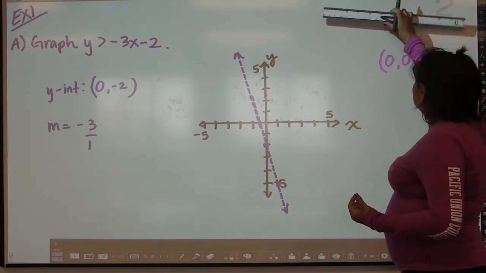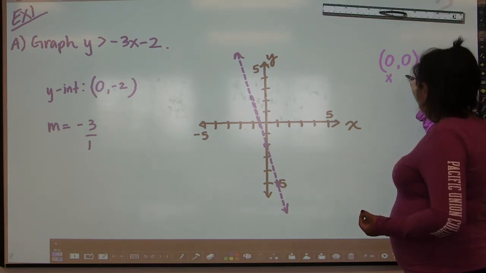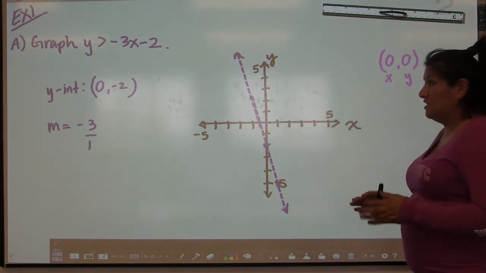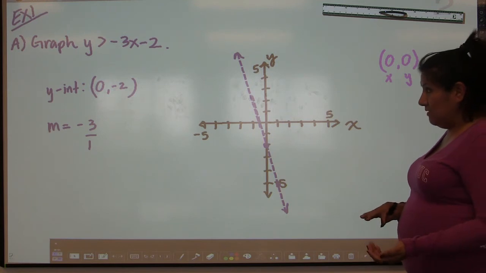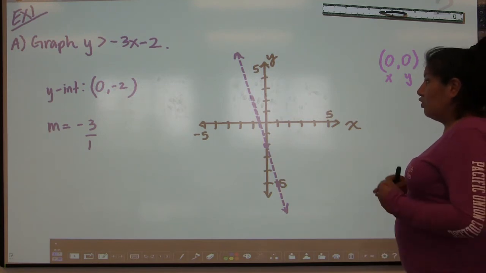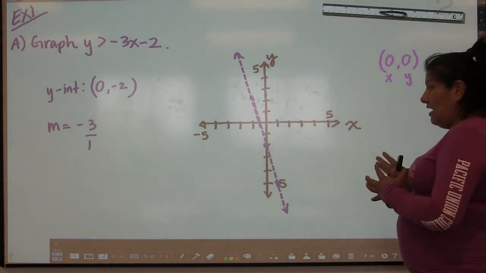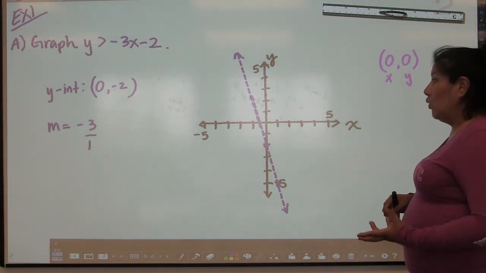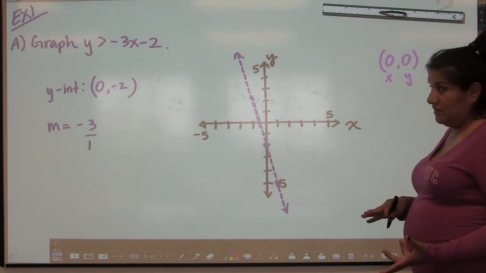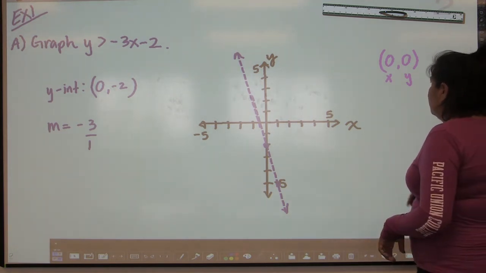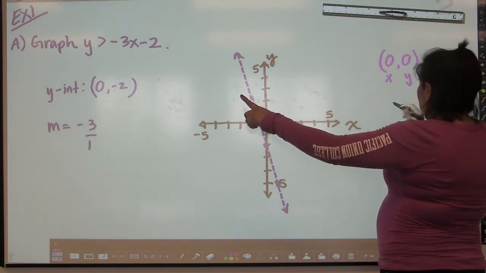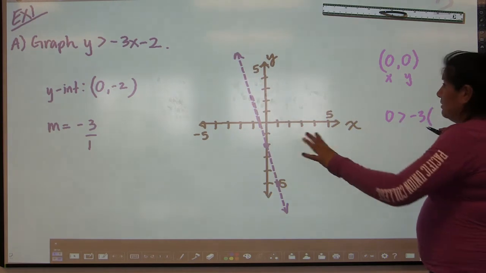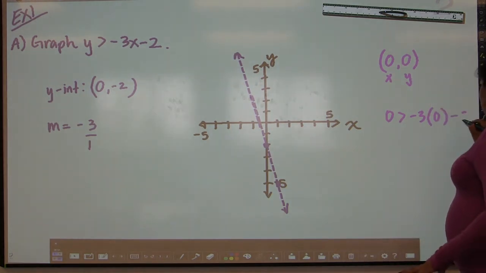We basically want to plug in x and y equal to 0 into our original equation to see if it's a true statement or a false statement. If it's a true statement, then we're going to shade the side of the line that has the origin in it. If it's a false statement, then we're going to shade away from the origin, if that makes sense. So, for example, here we have 0, 0. I'm going to replace y with 0, greater than -3. I'm going to replace x also with 0, -2, and see what happens.